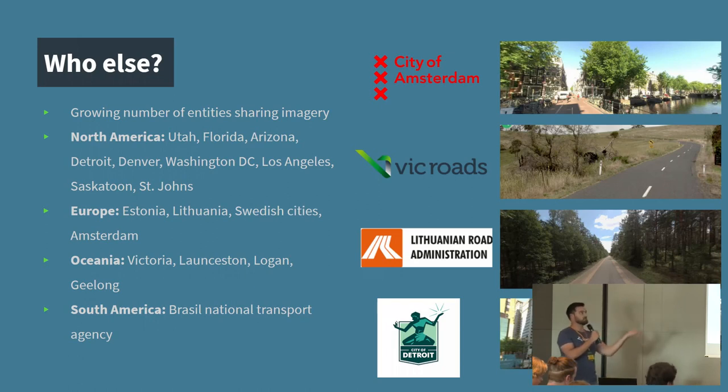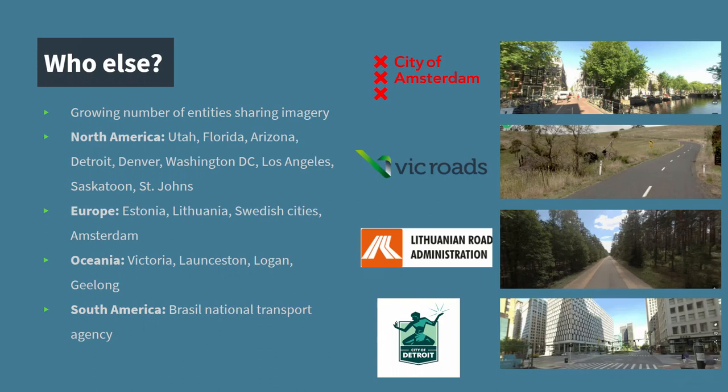And in Canada as well, you have cities like Saskatoon or St. John's. And it goes on through Europe. We have several in Oceania and Australia. And even in South America, the National Transport Agency of Brazil, which drives vast amounts of roads through a very large country, they also are using cameras to capture this roadway. So suddenly this is becoming open data available as well.